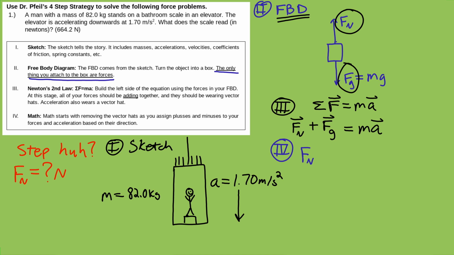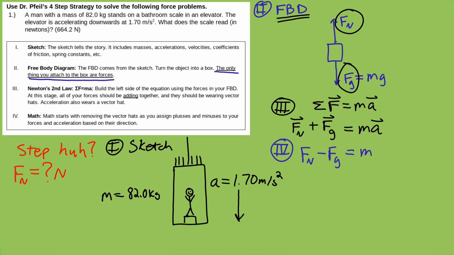F sub g is going down. So when I take the hat off of F sub g, it gets a minus. So that is now minus F sub g. And this is equal to, excuse me, m times a. So a had a hat on it.